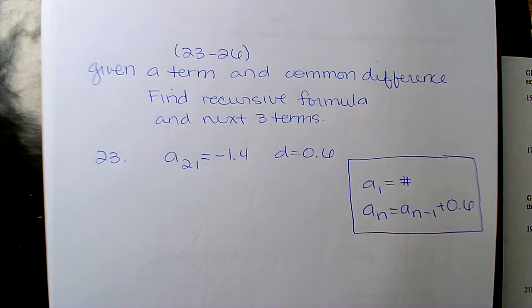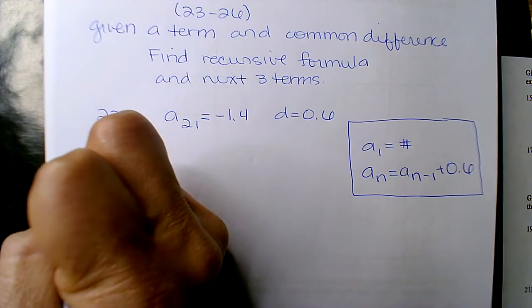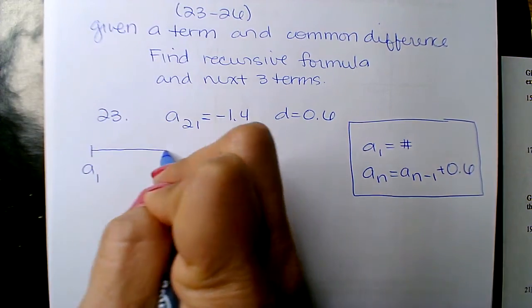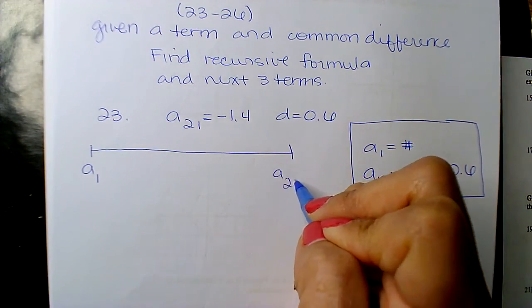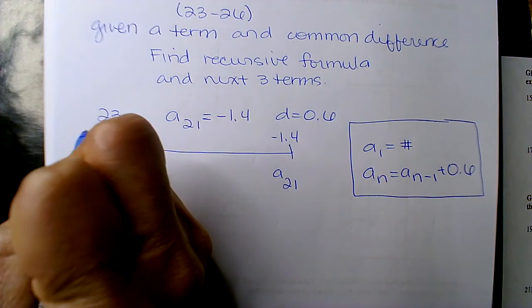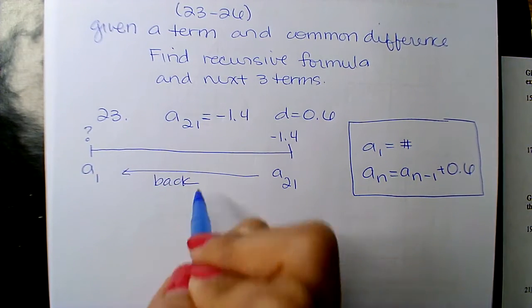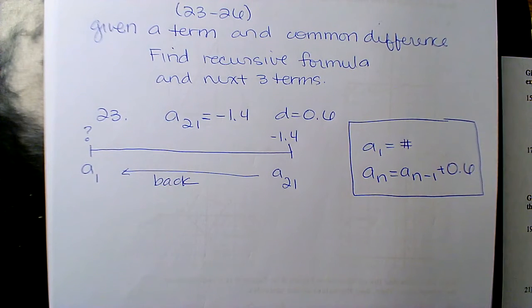Okay, so we'll solve it explicitly. I'll do the work. However, let's try and figure it out in our head. Okay, so if you guys think of the first term all the way to the 21st term, which is negative 1.4, if I want to know what this is, how many terms do I have to go back? 20 terms, right? Isn't there a difference of 20 terms?